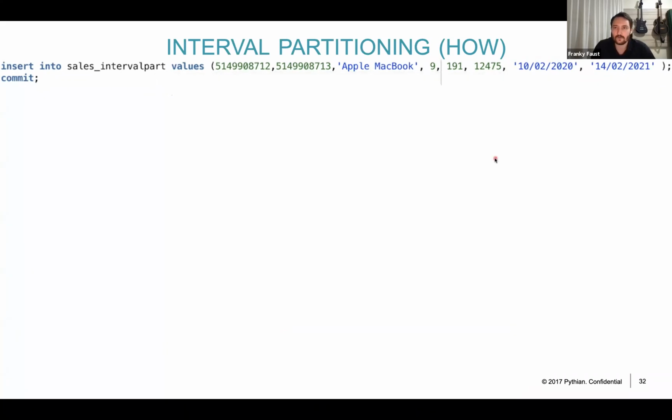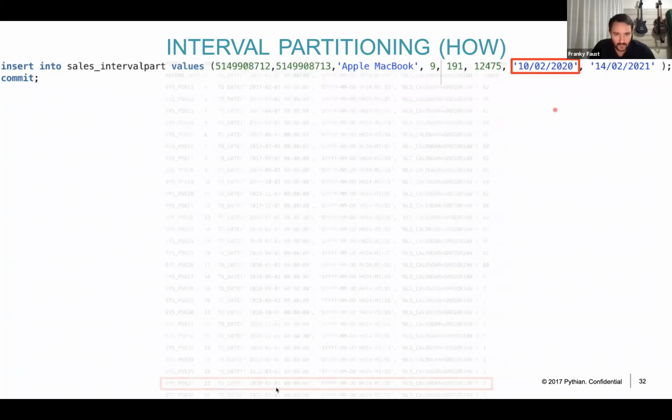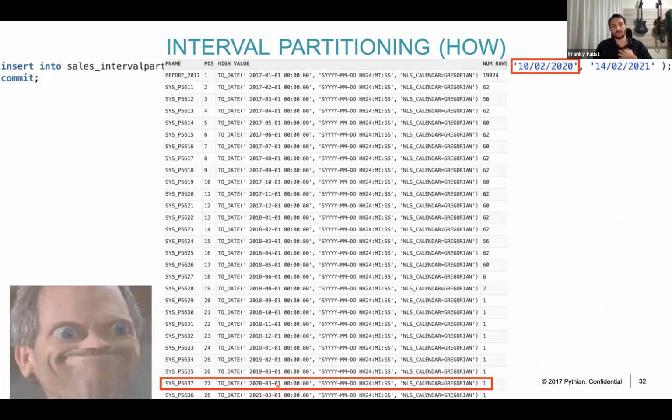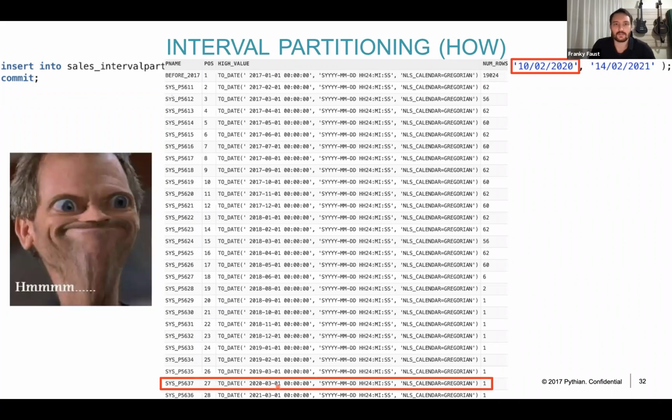If I insert a row into that gap, Oracle will create a partition to support that row that's being inserted, and the gap is reduced. So we have a row here that's from February 2020, and you see that the system generated name is 37, because this partition was created after the 36, since we inserted the row after. But the position is 27 because that row is from the date of 2020 instead of 2021. So that's how interval partitioning works.